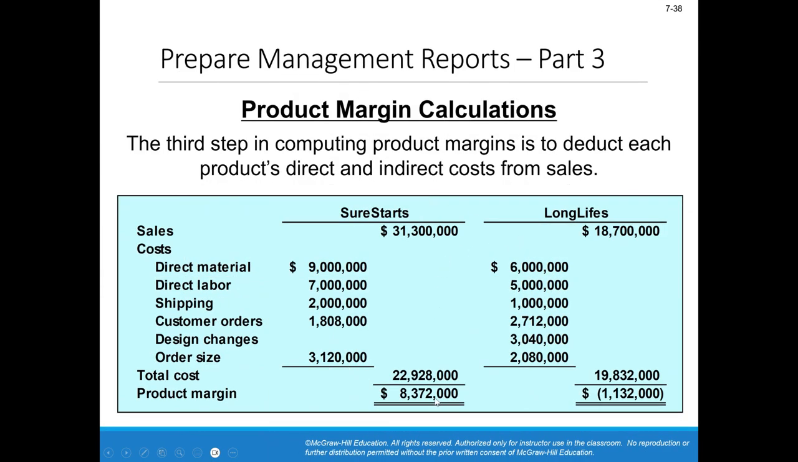And so with Sure Start, what we find is that we make a pretty good margin. And really, because you look at the order size and the design changes and the number of orders, it takes us a lot more effort to produce the batteries for Long Life. And so, in actuality, we're losing money on Long Life, whereas Sure Start is probably the most profitable product or most profitable customer.